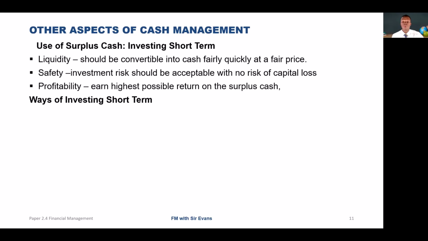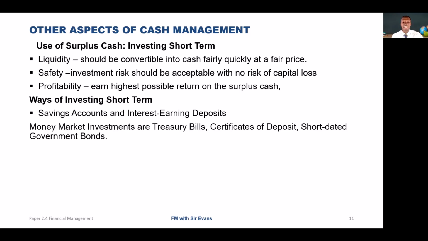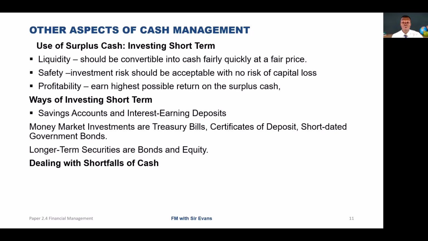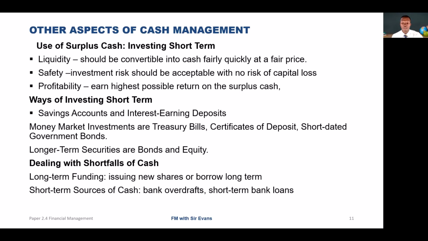Now, some ways of investing short-term. Possible short-term investment options for cash are a savings account and an interest-earning deposit. We could also consider money market investments such as treasury bills, certificates of deposit, short-dated government bonds, and also longer-term securities such as bonds and equities. So how do we deal with shortfalls of cash? Long-term funding by issuing new shares for cash or borrowing long-term. And for the short-term sources, we could have a bank overdraft, short-term bank loans, and debt factoring.